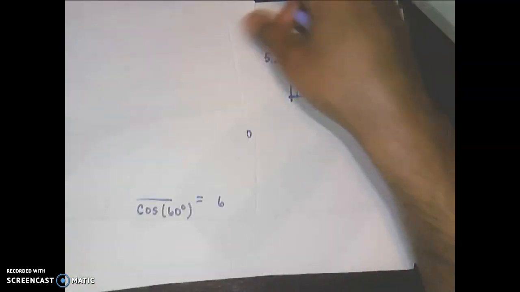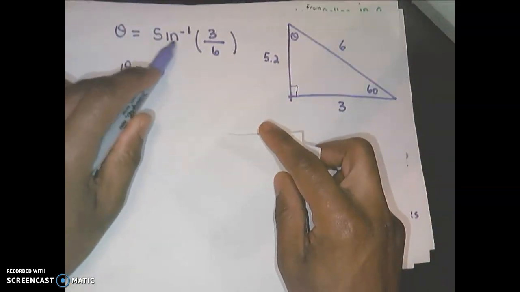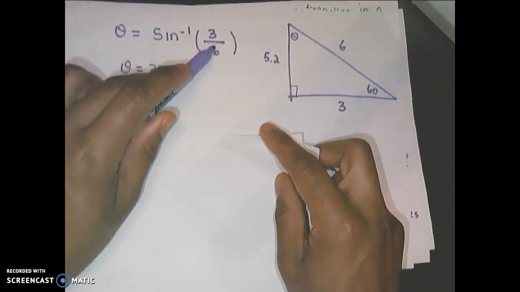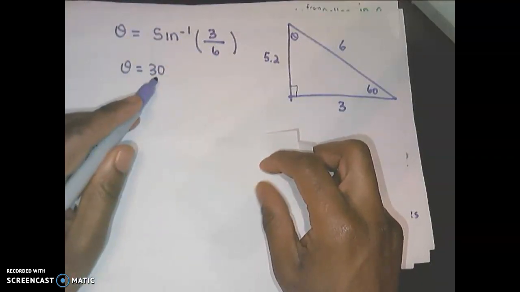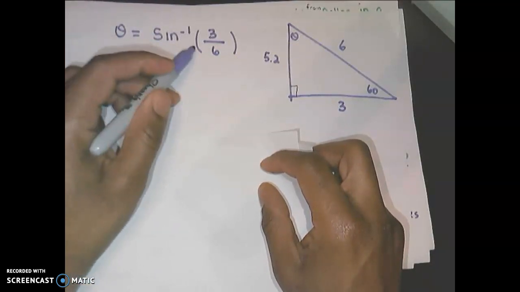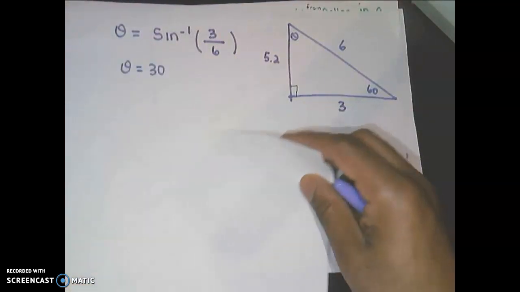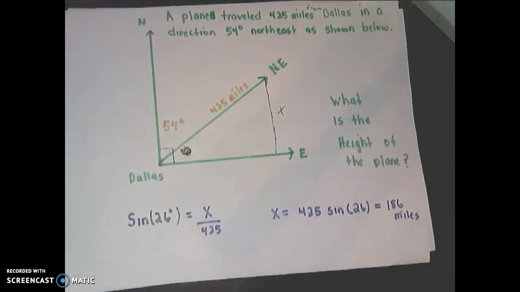And so if you can see here, theta is equal to the sine inverse of the opposite side over the hypotenuse, and that's going to be equal to 30 degrees. Your calculator will calculate these for you, so you don't have to worry about doing that by hand. All right, so let's go to our next example here.